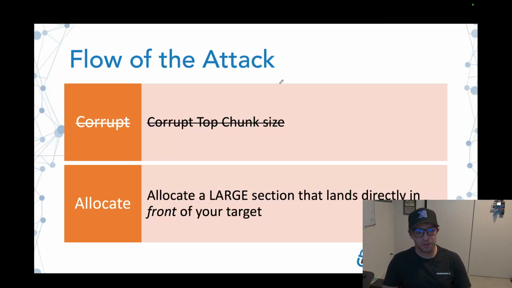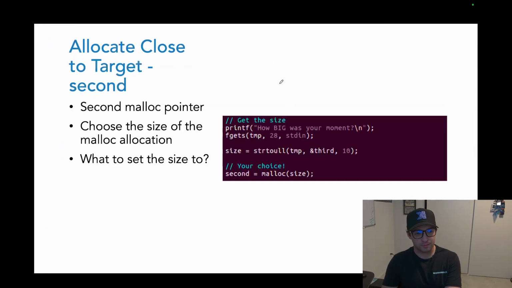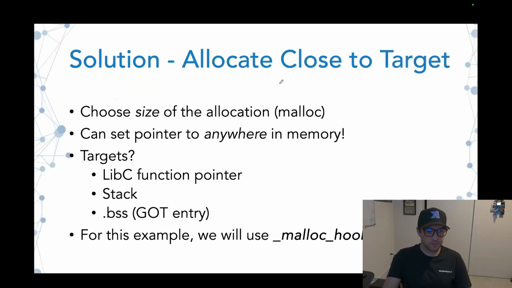All right, so the second thing we need to do is allocate. For the allocation step, we need to allocate a large section that lands directly in front of the target. In our case, that is the malloc hook. This is the code that's there. We control the size of an allocation that is going to be done, and that's exactly what we need for the House of Force.